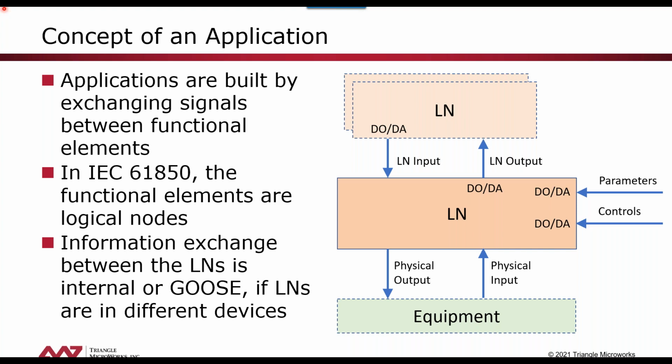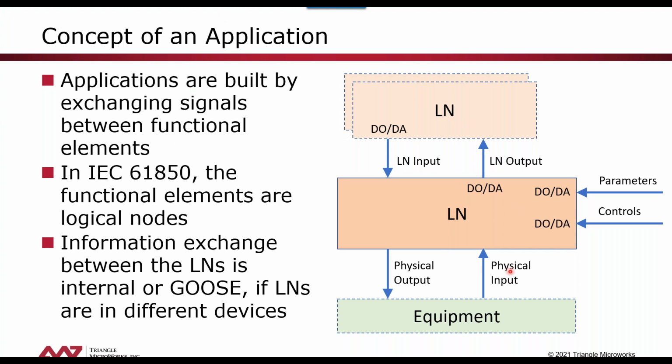What we see on this slide is that applications, in general, are built by exchanging signals between different functional elements. That's how we typically create an application. In 61850, the functional elements are logical nodes, and the information exchange between these logical nodes can be internal in a device if they are implemented in the same device, but it can also be external, and that's when we typically use GOOSE if the logical nodes are in different devices.